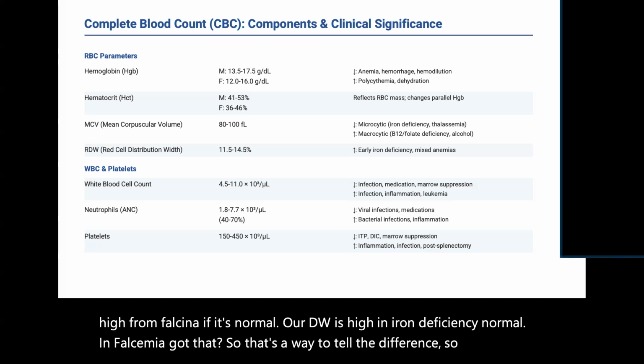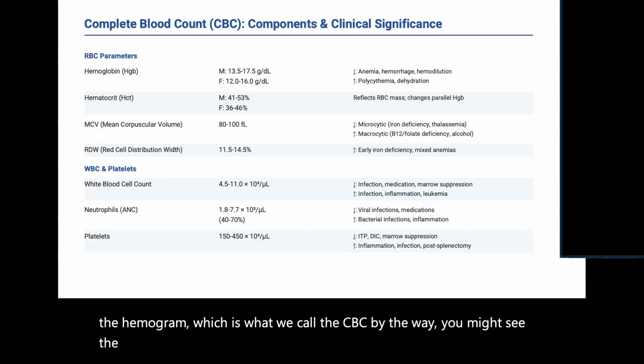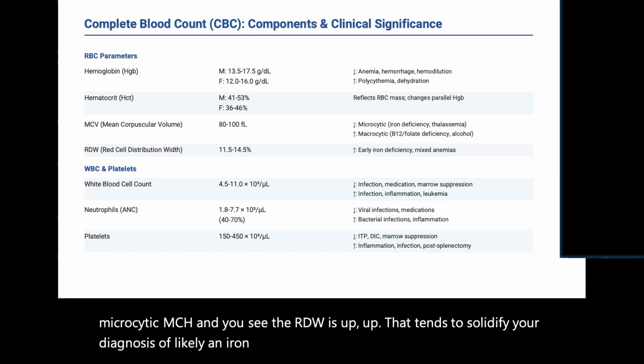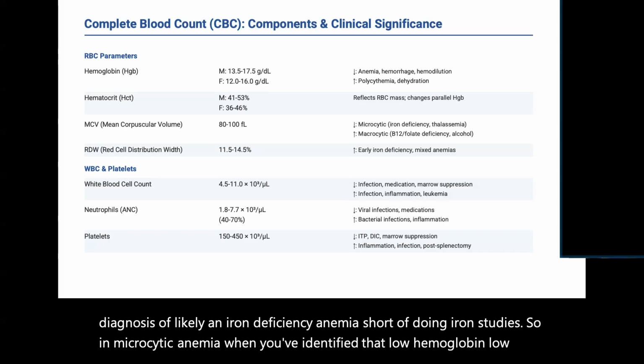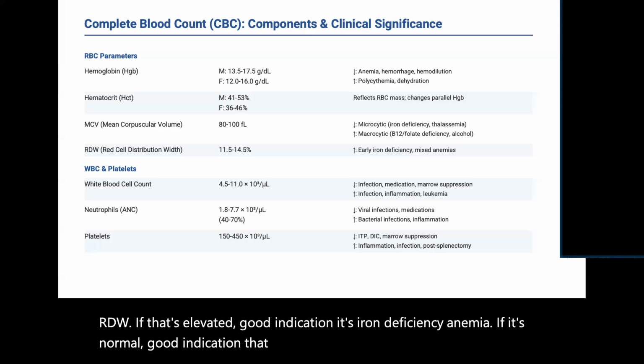So you'll see on the hemogram, which is what we call the CBC, by the way, you might see the hemoglobin is down, MCV is down. That tells you hypochromic, microcytic, MCH. Then you see the RDW is up. That tends to solidify your diagnosis of likely an iron deficiency anemia, short of doing iron studies. So in microcytic anemia, when you've identified that, low hemoglobin, low MCV, check the RDW. If that's elevated, good indication it's iron deficiency anemia. If it's normal, good indication that it's a thalassemia trait.